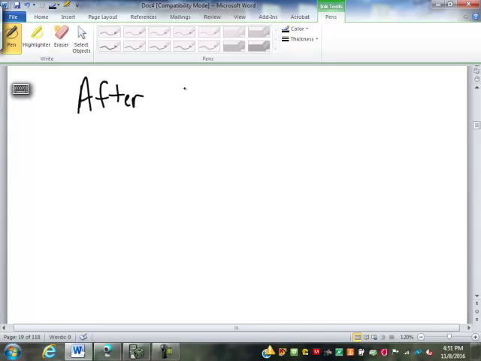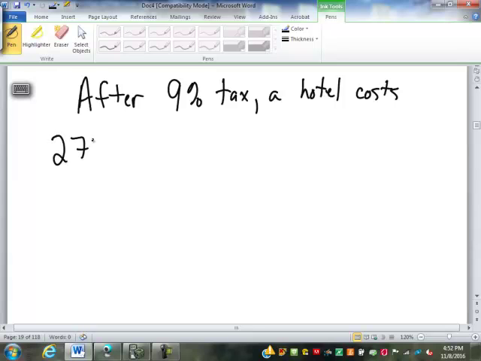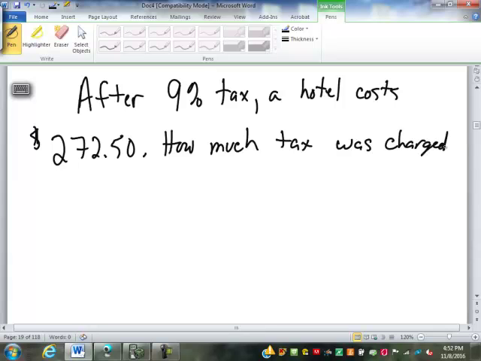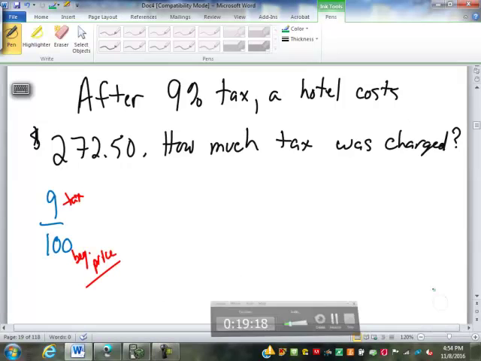Let's say after 9% tax, a hotel room costs $272.50. How much tax was charged? I'm going to try this one in your notes again quick. See what you come up with.